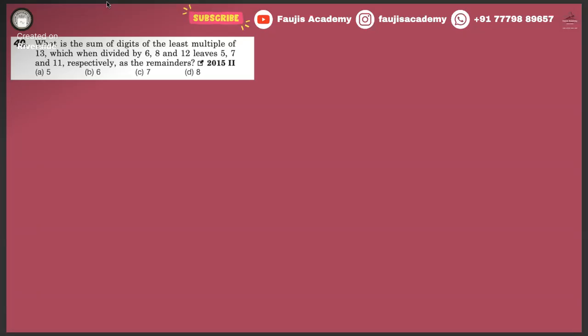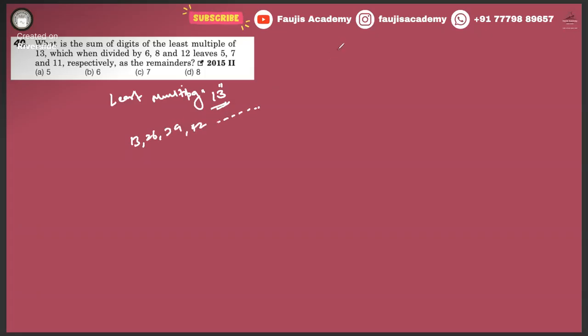Before I have my cookies, let me try to help you out with this sum. What is the sum of the digits of the least multiple of 13? That means the answer that we are going to get is a multiple of 13, like 13, 26, 39, 52.